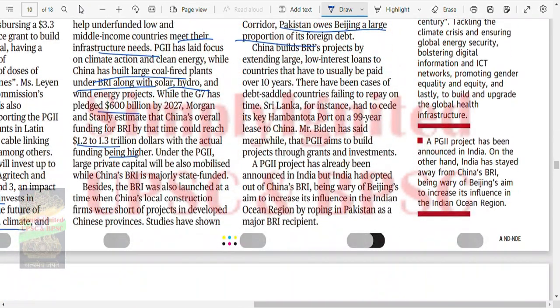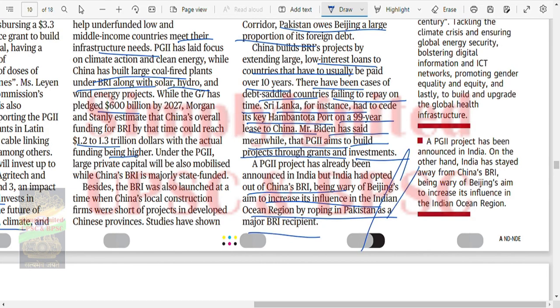China builds BRI projects by extending large, low-interest loans to countries that have usually to be paid over 10 years. There have been cases of debt-stricken countries failing to repay in time. Sri Lanka, for instance, had to cede its key Hambantota port on a 99-year lease to China. Mr. Biden has said, meanwhile, PGII aims to build projects through grants and investment. PGII projects have already been announced in India, but India has opted out of China's BRI, being wary of BRI aimed to increase influence in the Indian Ocean region by roping in Pakistan as a major BRI recipient.